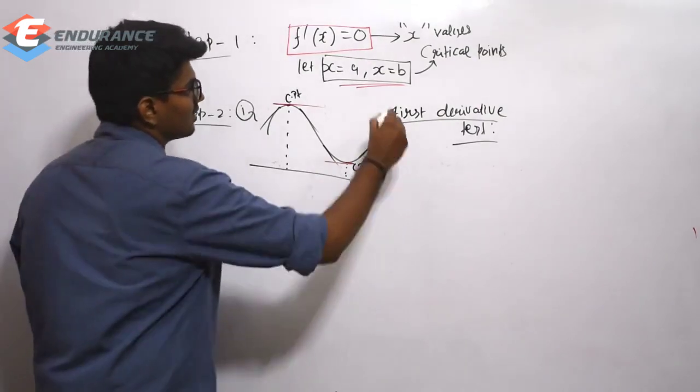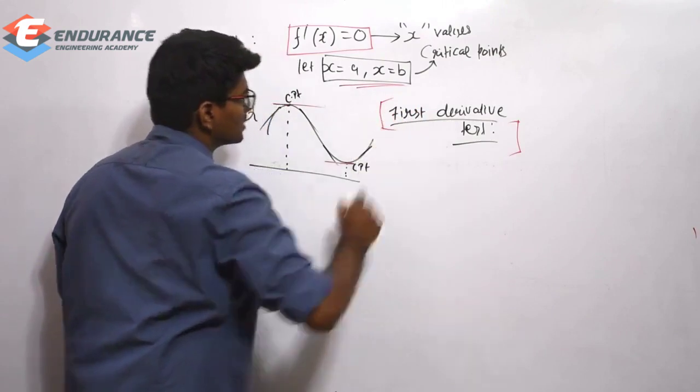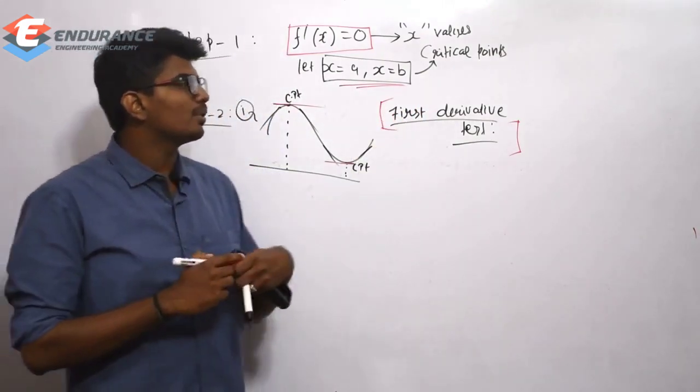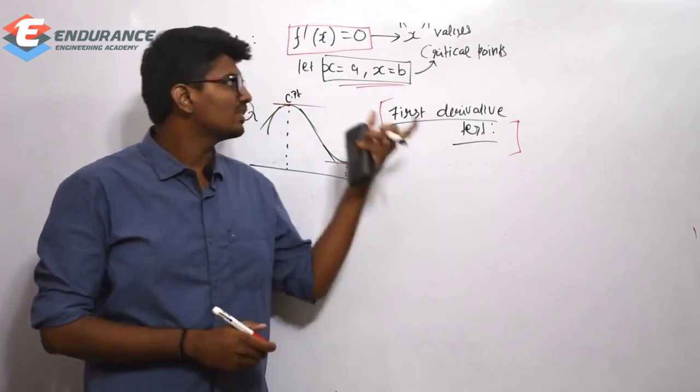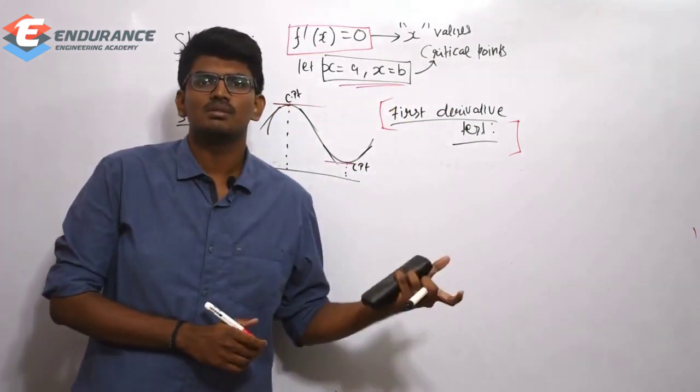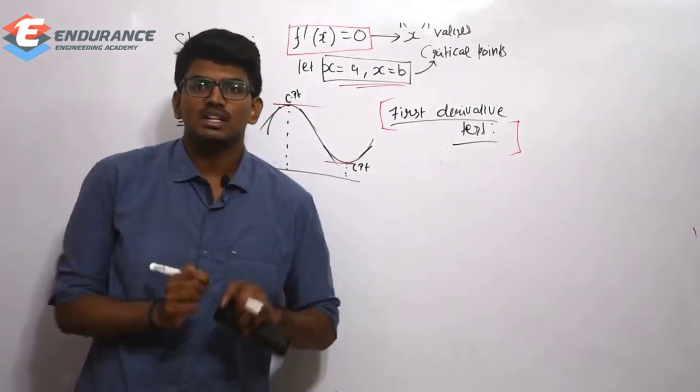Now we need to check the first derivative. There are two possibilities, right? Critical points may have maxima and critical points may have minima too. We know that f dash of x equal to 0 means there will be maxima or minima, but we don't know whether it will be maxima or minima. That is what we need to find, right?